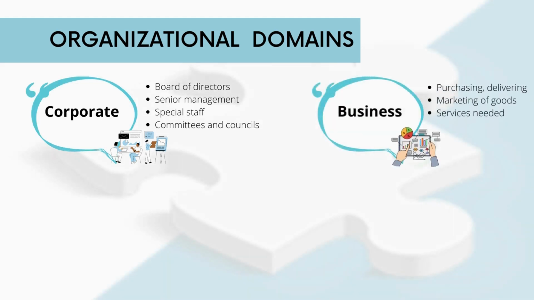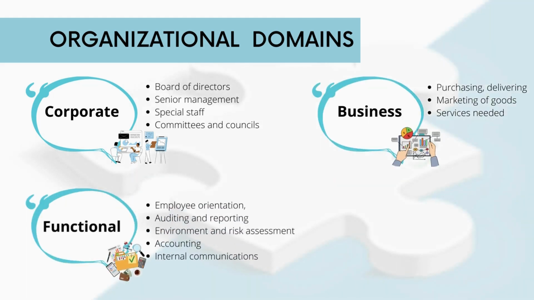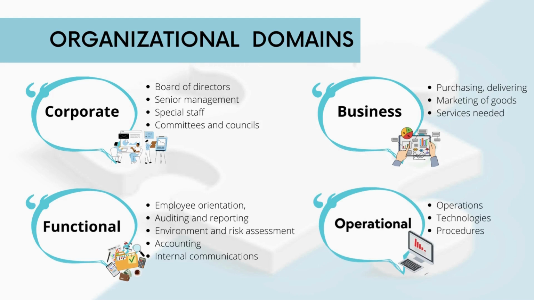The second is business, which involves all activities related to purchasing, delivering and marketing goods and services the organization needs or provides. The third is functional, such as employee orientation, auditing and reporting, environment and risk assessment, accounting, and internal communications. This domain comprises programs and procedures for managing the organization's economic, environmental and social performance. The last one is operational, which involves all physical aspects of activities such as operations, technologies and procedures.